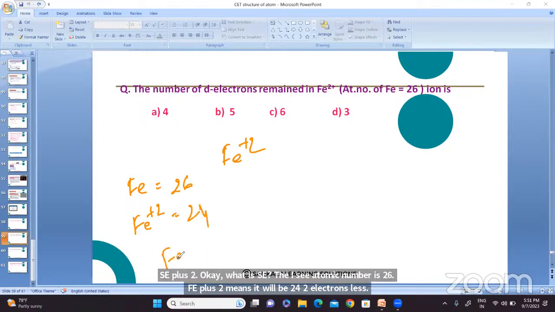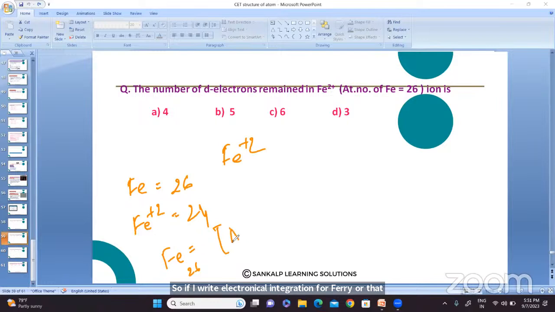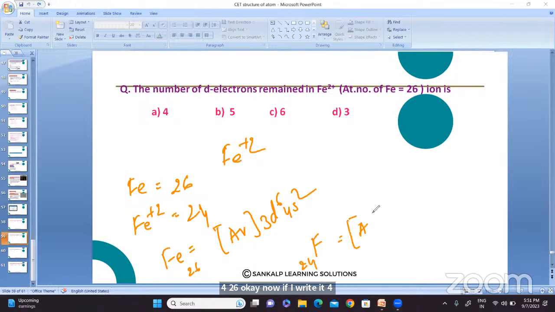If I write the electronic configuration for Fe, that is ferrous, for 26 this will be argon 3d6 4s2. Now if I write it for 24, this will be argon 3d6. So the number of d electrons remaining will be 6. Option C. The number of electrons left will be 6.